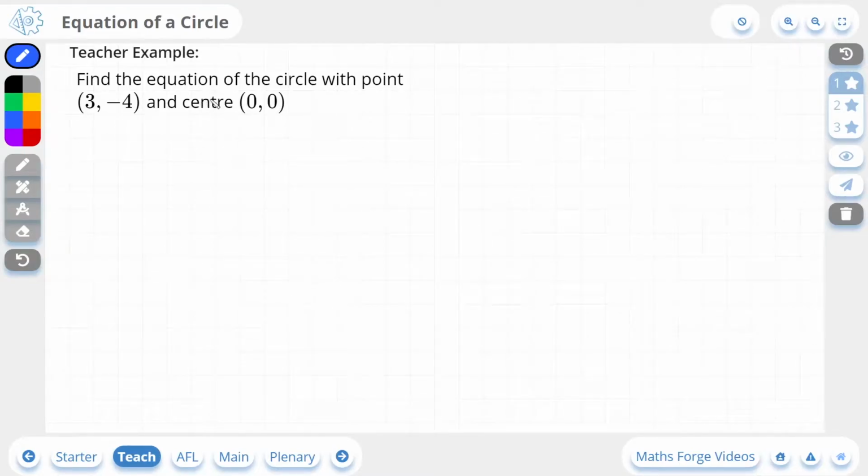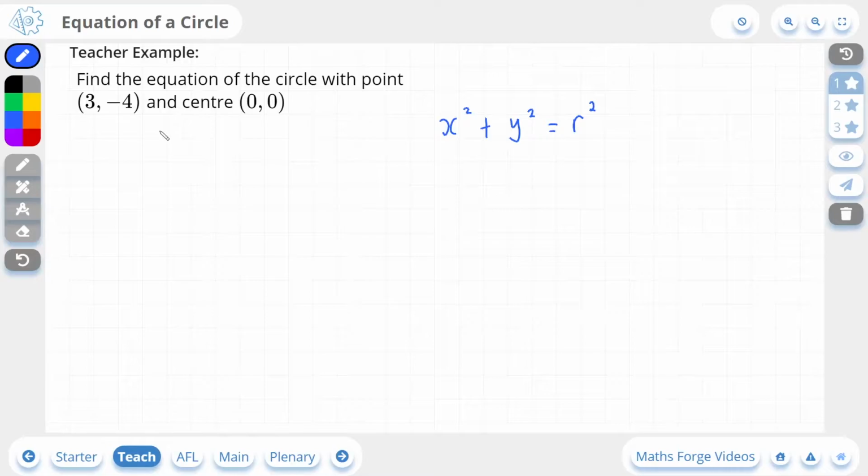Here we're being asked to find the equation of a circle with point 3, minus 4 and center 0, 0. When they say with point 3, minus 4, that means that this coordinate lies on the circle. Now the equation of any given circle that has a center of 0, 0 is going to be x squared plus y squared, which is equal to the radius of the circle squared.